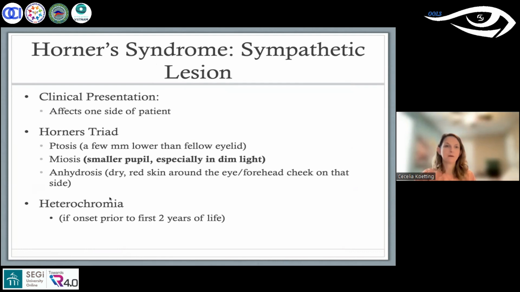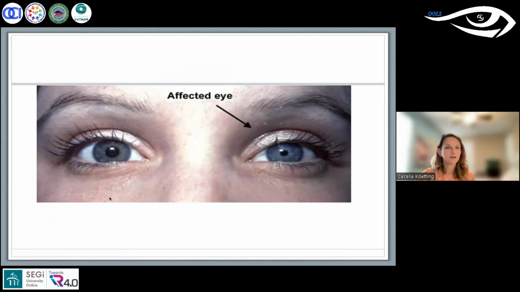Horner syndrome. So typically it affects one side of the patient. We get that triad of ptosis, miosis, and anhidrosis. And if it's been ongoing and longstanding, these patients will actually have heterochromia, so they'll have different colored eyes. The eye that's affected typically will be lighter colored. I don't think this one is.